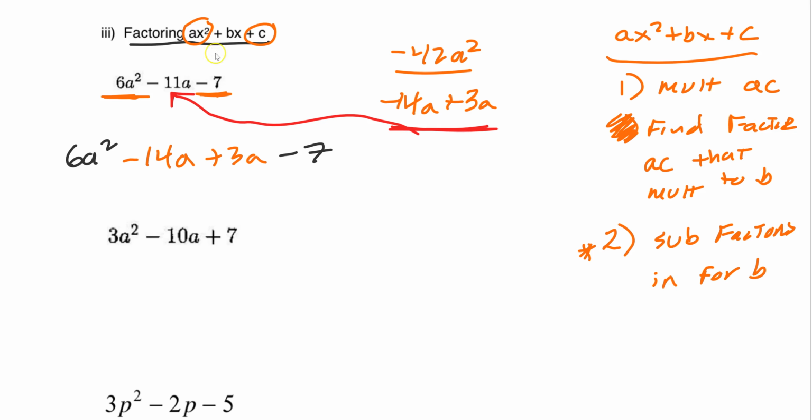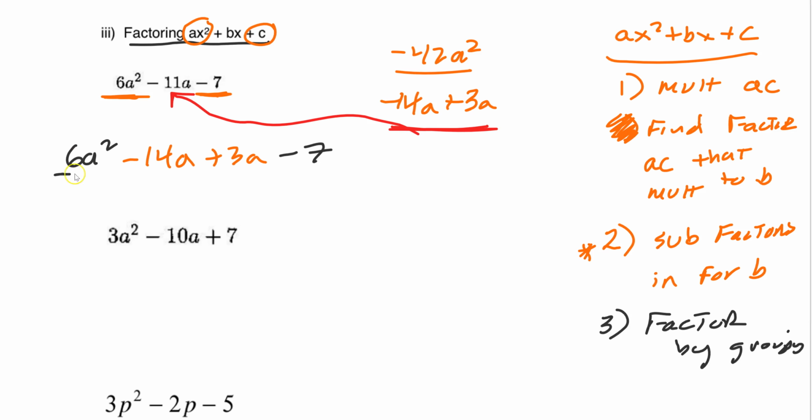So again, step 1, multiply A and C together. Then find the combination that gives you the middle. Step 2, plug that combination in for the middle. And then step 3, my favorite step, factor by grouping. So there's only two new things. The first new thing is you multiply A and C. And then it's like always, find the combination that gives you the middle. Once you find that combination, we plug it in and factor by grouping.